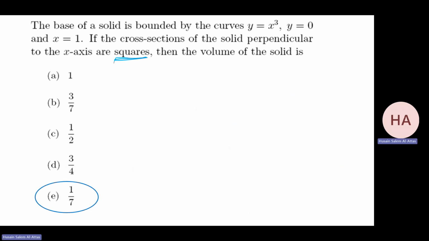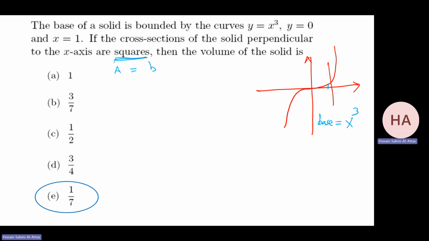Squares. Now let us work with the squares. First, let me graph the region. y equals x cubed, y equals 0, which is the x-axis, and x equals 1. So I'm talking about this region. Okay. Let me take my line. This will be my line. So the base will be what? x cubed. That will be my base. And they have the square, the base is square. So the area will be x cubed squared, which is x to the power 6.